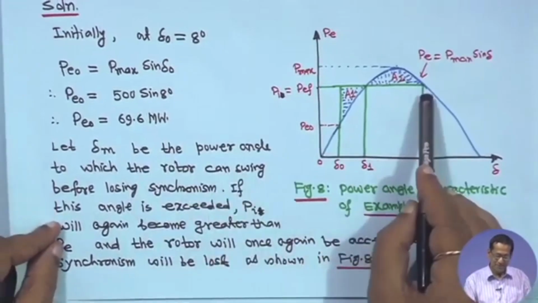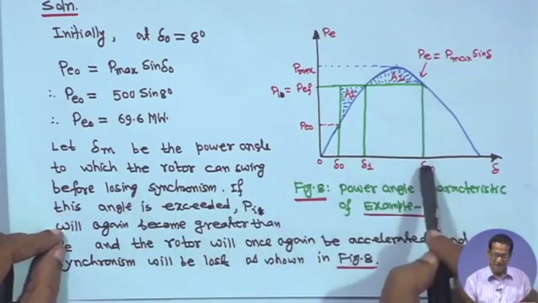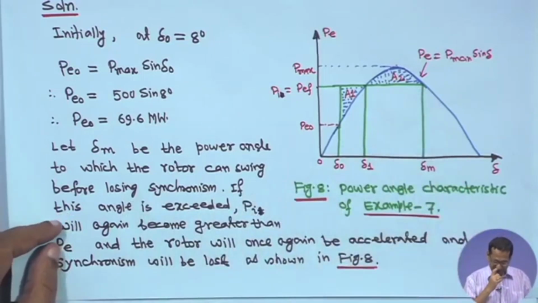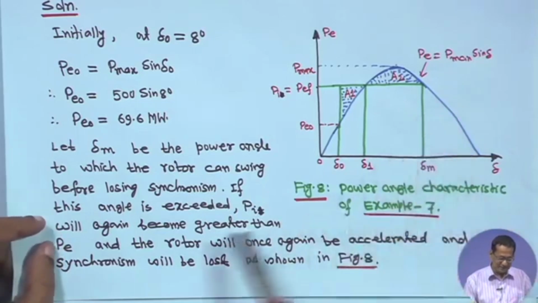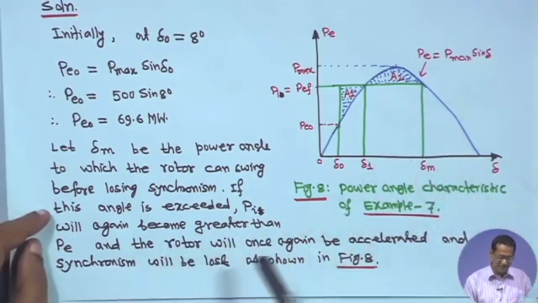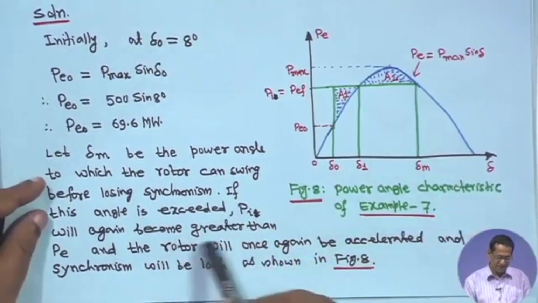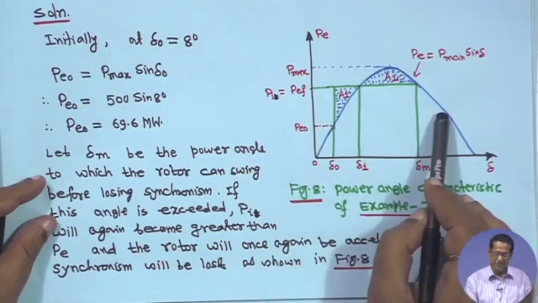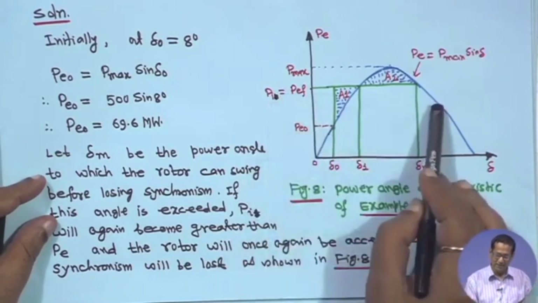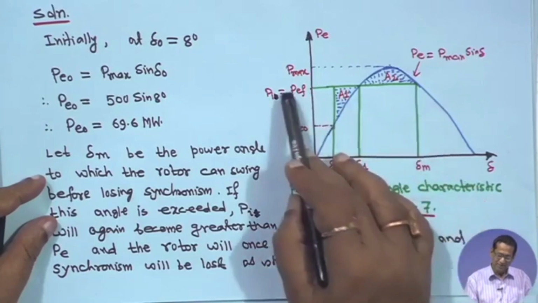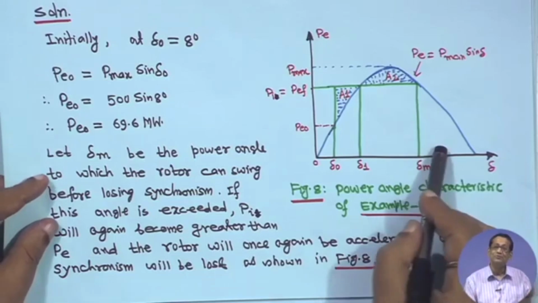Now, delta m is the power angle to which the rotor can swing before losing synchronism; this is the maximum one can go. If this angle is exceeded, and it comes somewhere here, then P I will be greater than P, because if it goes below that, P I will be greater than P, and the rotor will again be accelerated and it will lose synchronism.